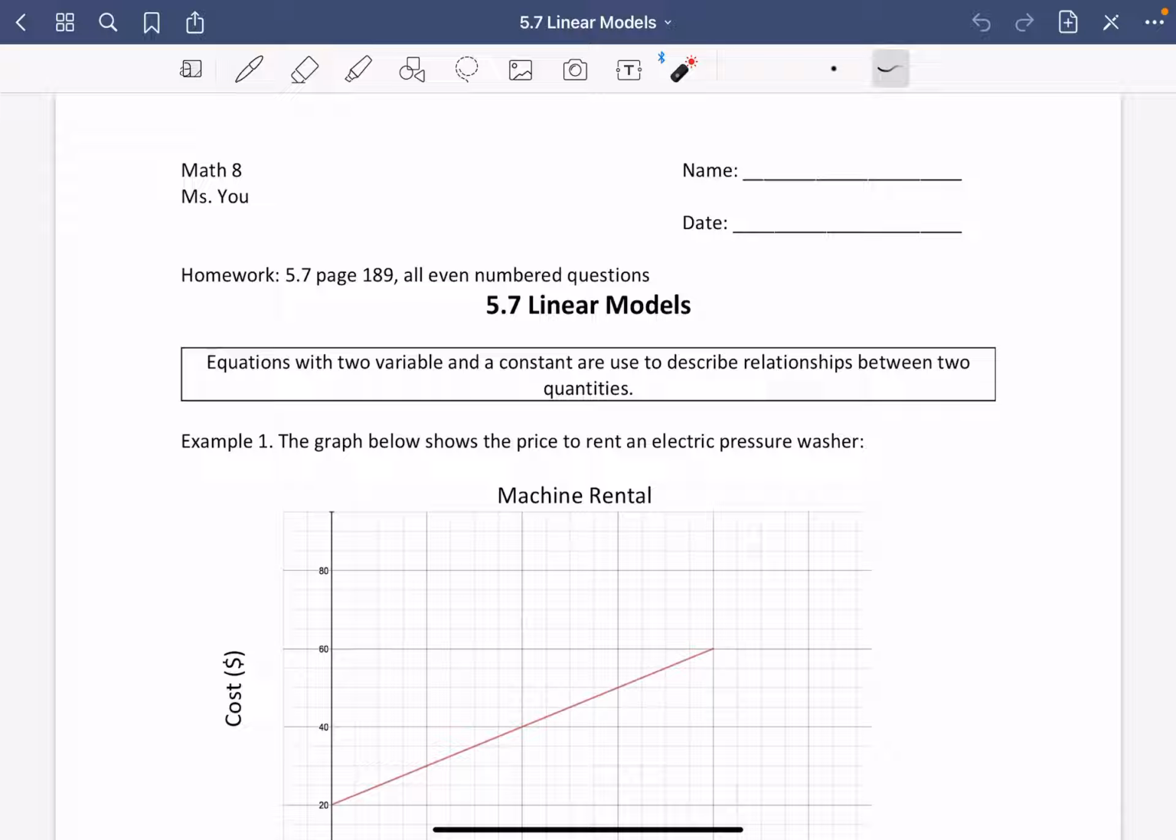Hello everyone, today we'll be going over section 5.7, linear models.